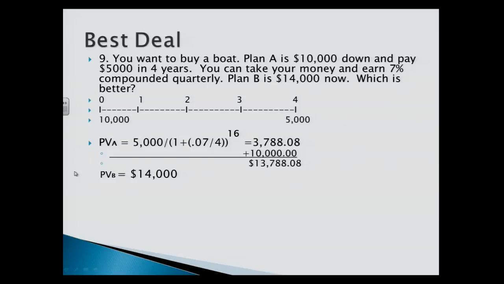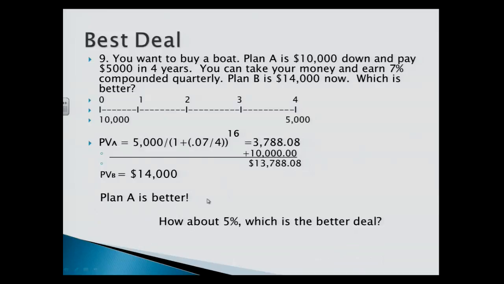Plan B was to pay $14,000 up front. We're equating all the money right now. So Plan A is better. I saved money. I didn't pay $14,000. I paid less than it. So Plan A is better.